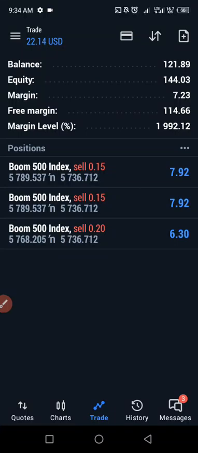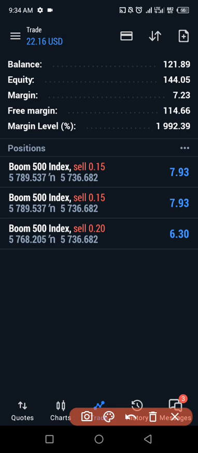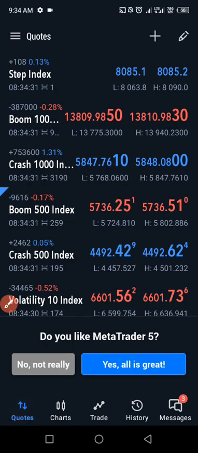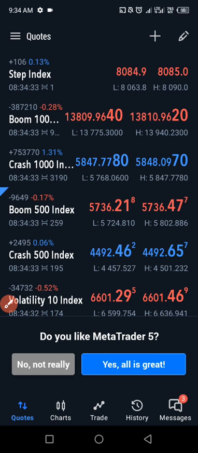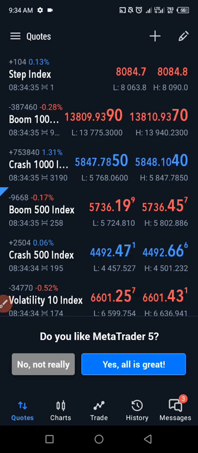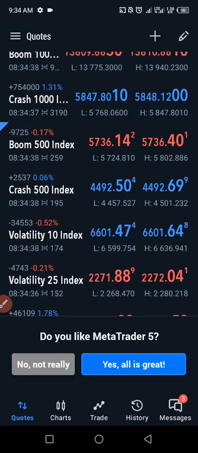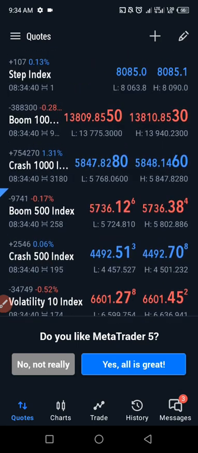So as you can see, we are on this particular trade on Boom 500 index, and you can see the profits we are making already using this strategy. Now this strategy that I'm about to show you will help you take any trade, not just on Boom 500 alone, but also on any other market that you have. Such markets like Step Index, Boom 500, Boom 1000, Crash 1000, Crash 500, Volatility 10 Index, and Volatility 75.